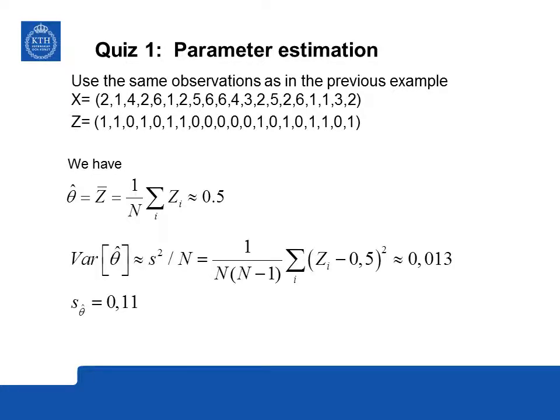And we can compute the variance in a similar way as we did before. So the variance of theta hat is simply the sample standard deviation s squared divided by n, since we have n terms in the sum. And we do the straightforward computation, and we find out that the sample standard deviation for theta hat is 0.11. And that concludes quiz 1.